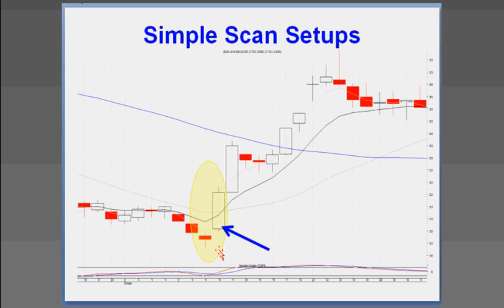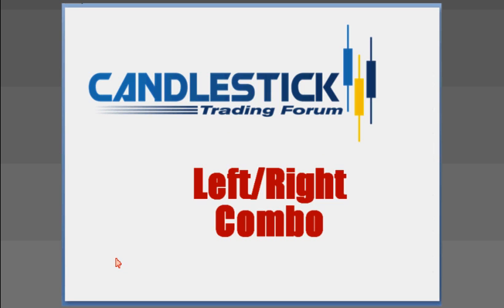So these are the type of things that we can set up very simple scans for, is that doji in the oversold area followed by a gap up. That's going to put you in a position where the probabilities are greatly in your favor that not only are you going to make money, but you're going to make good money.